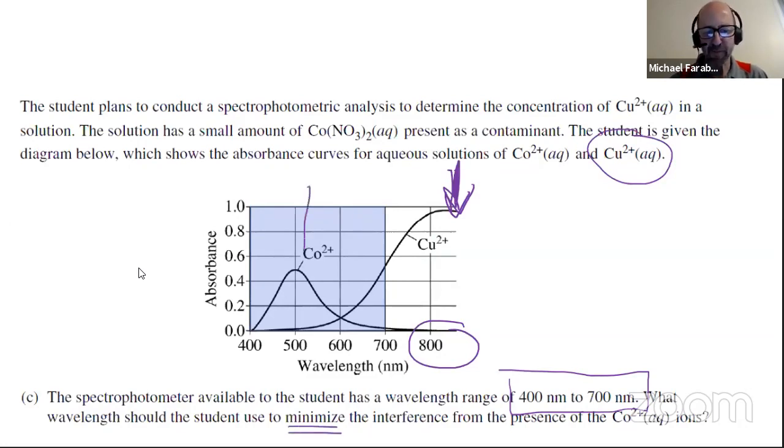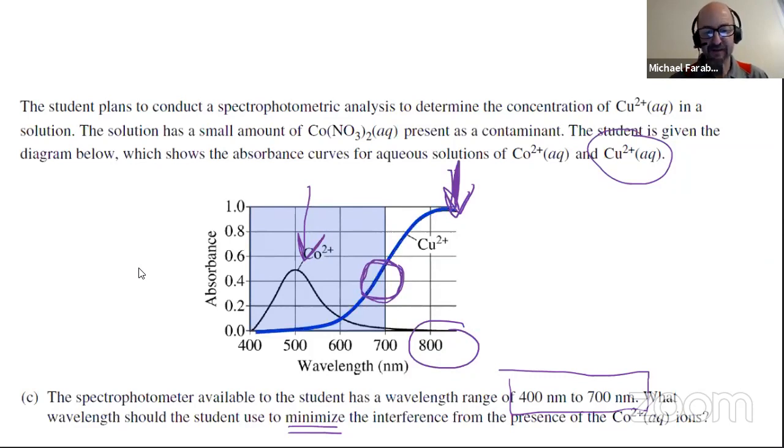So I don't want to pick something like this because that would be absorbing cobalt. I want the copper, not the cobalt. I may have just said that backwards earlier, sorry. I want the copper, not the cobalt. So I actually want somewhere in this region would be good. That way it can maximize the copper and minimize the contaminant, the cobalt.